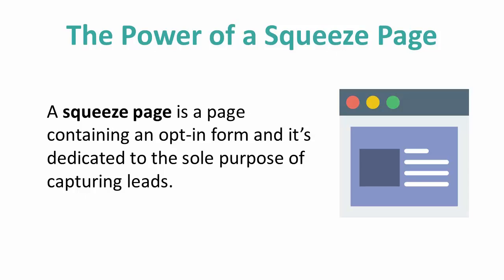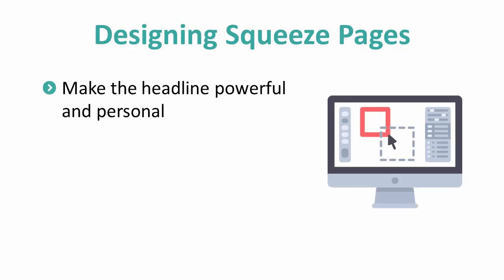The squeeze page should have a bulleted list of things that they are going to receive by opting in. This is your time to convince the visitor why they should give you their contact information, so you want to make it good. Here are some tips. 1. Make the headline powerful and personal. If you make the user feel like this is something that will be exclusive to them, they will be more inclined to opt in.